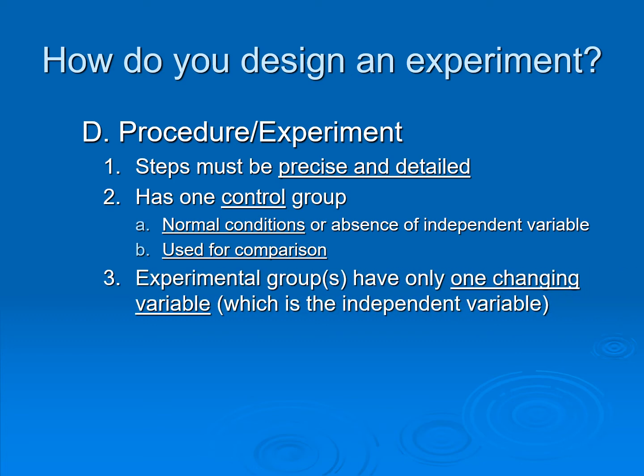Okay, all right, here's another really important thing. Experimental groups only have one changing variable. You can only change one thing at a time.